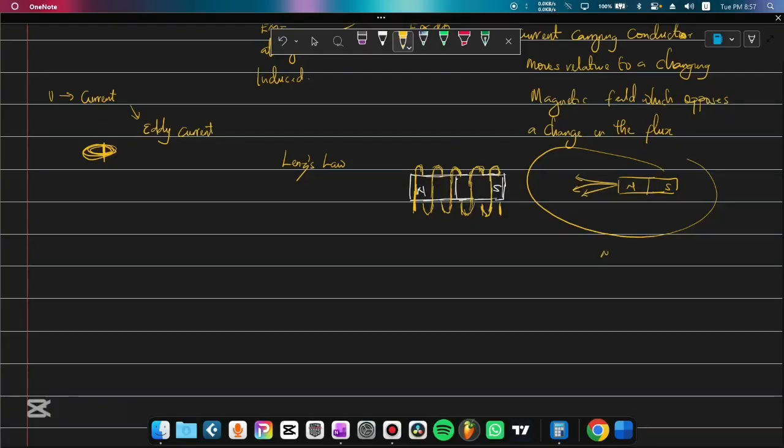If I have a north pole of a magnet coming towards me, how do I stop this north pole from coming towards me? I create my own magnet to stop this magnet from coming. But if I'm creating my magnet to stop this magnet from coming, is the north pole going to be here? Or is the north pole going to be here? Now you have to think about how magnets work. For magnets, like poles repel. It happens too with electricity. And unlike poles attract.